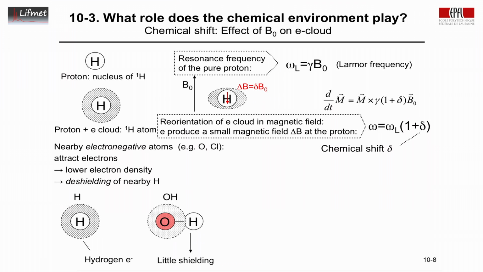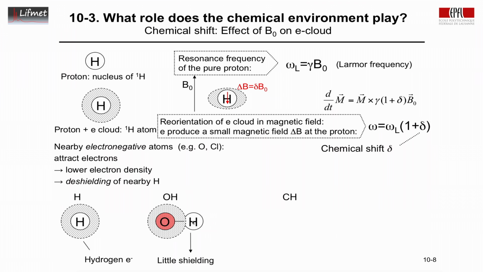So what this means now is if we put the OH group into a magnetic field, there's little shielding from the electron, so there's little modification of the magnetic field at the site of the nucleus of the hydrogen atom here at the proton.